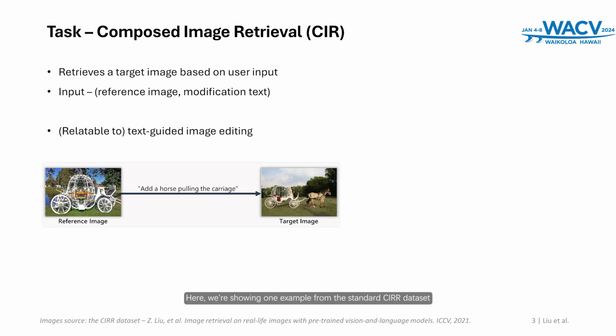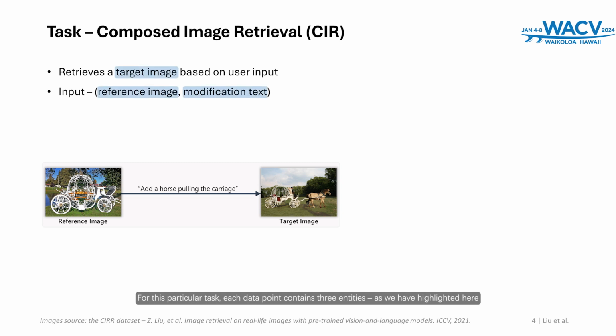Here we're showing one example from the standard CIRR dataset. For this particular task, each data point contains 3 entities, as we have highlighted here. The collection of the dataset therefore requires one to first form pairs of reference and target images, which is then followed by composing the modification text that connects the two, usually through human annotators. The entire process is label-intensive and potentially expensive.